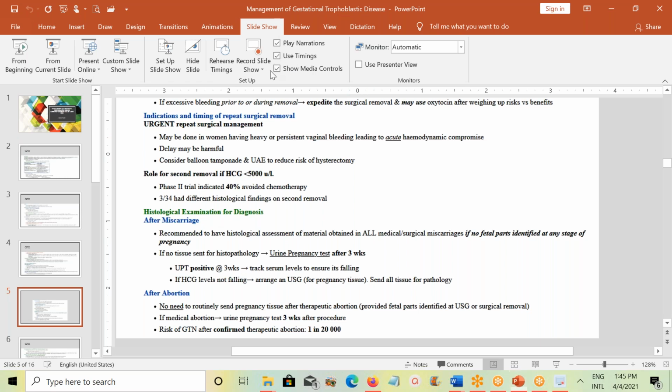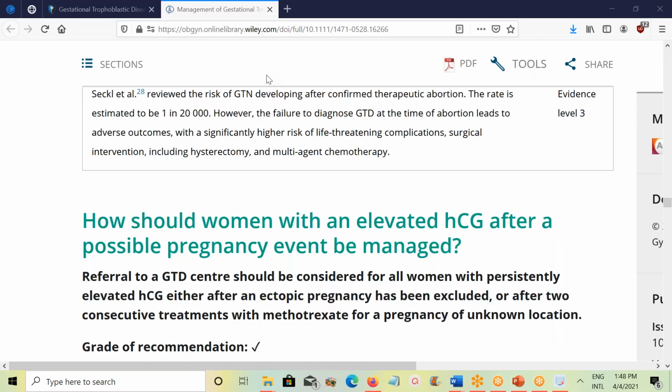Okay. In that case, you don't have to send them the products of conception for histopathological examination. Why? Because we already saw the tissue when the baby was expelled. Okay. But why? Because it has been documented that the baby was seen before. So now we don't have to send the products of conception for histopathological examination.